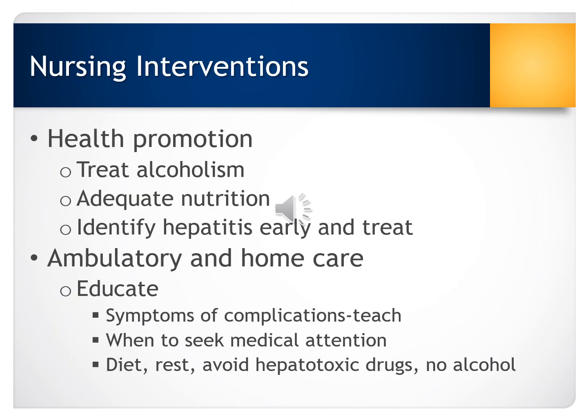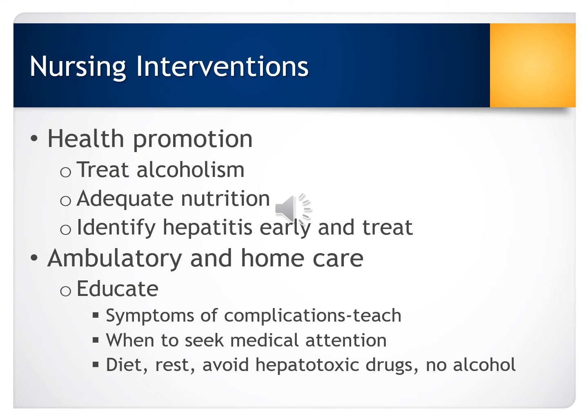Prevention and early treatment of cirrhosis focuses on reducing or eliminating risk factors. So alcoholism must be treated, or patients should be advised not to drink alcohol. Adequate nutrition, especially for those who are using alcohol, is extremely important. You also want to identify and treat acute hepatitis early so that it does not progress to chronic hepatitis or cirrhosis.